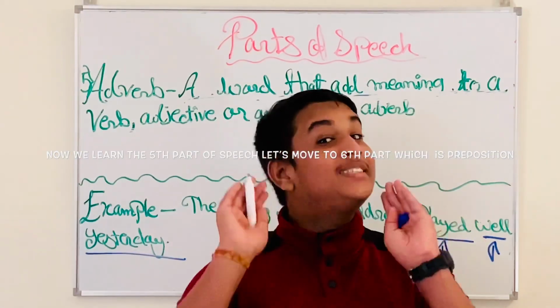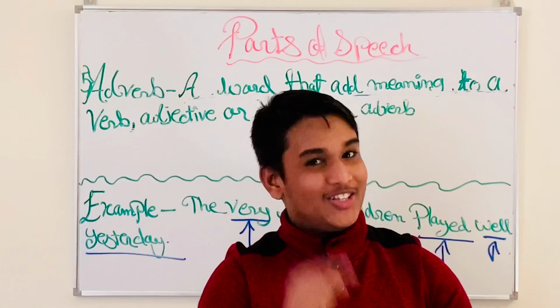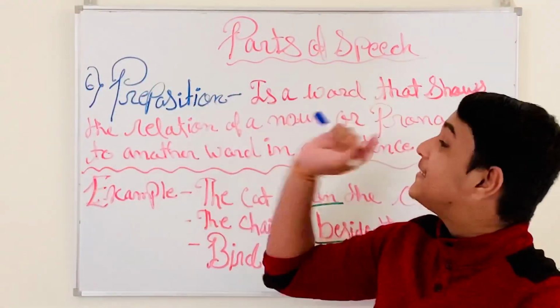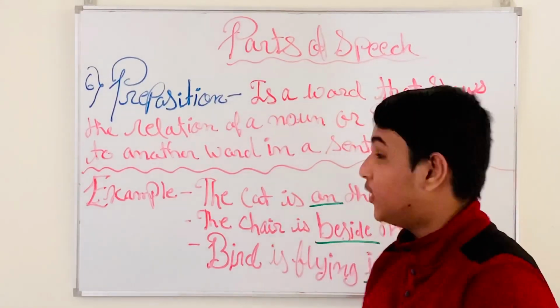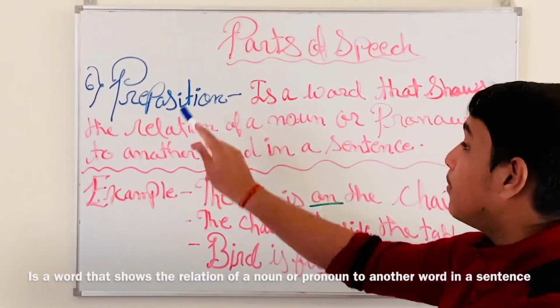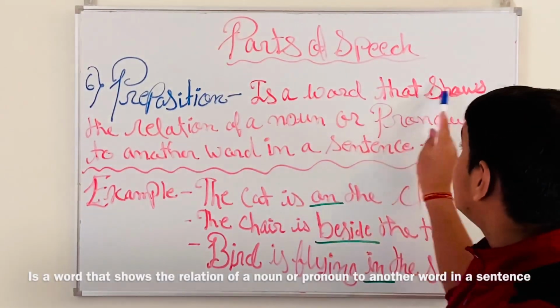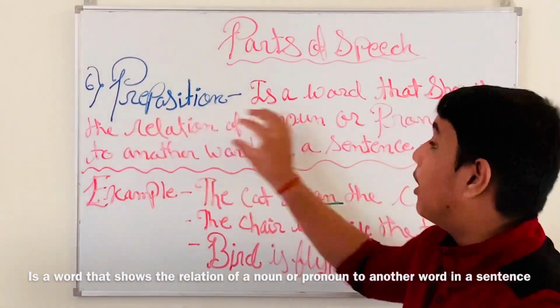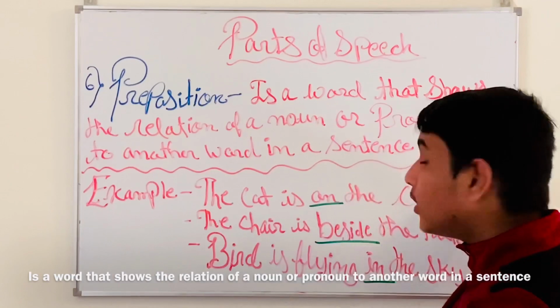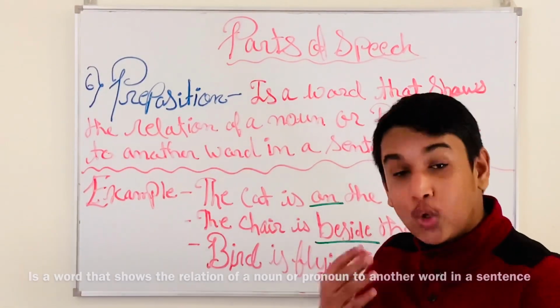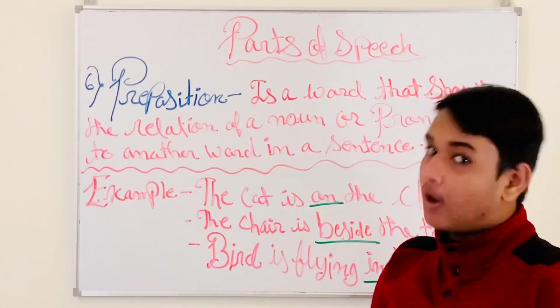Now let's move to our sixth part of speech, which is preposition. Let's look at the definition first. What is the definition of preposition? A preposition is a word that shows the relation of a noun or a pronoun to another word in a sentence.